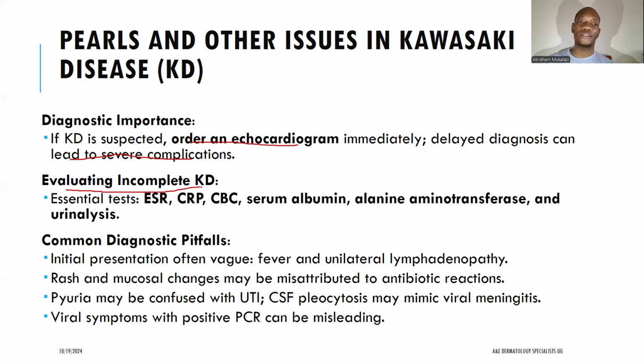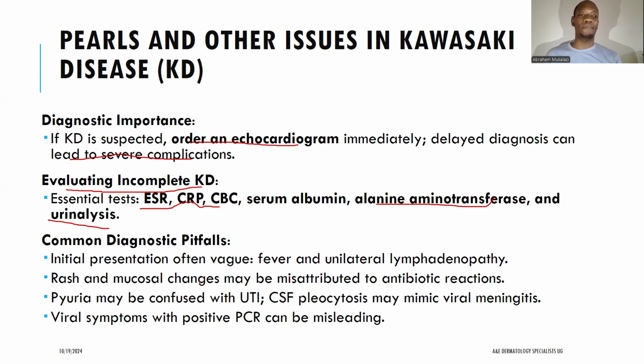And then when you're evaluating for incomplete Kawasaki disease, the one which doesn't accomplish the criteria, you can also be guided by other investigations, including ESR and CRP, which are reactive proteins. You can do a CBC, serum albumin, and a liver function test, where you'll get a picture of the alanine aminotransferase, and we can also do a urinalysis to see if there's any derangement.